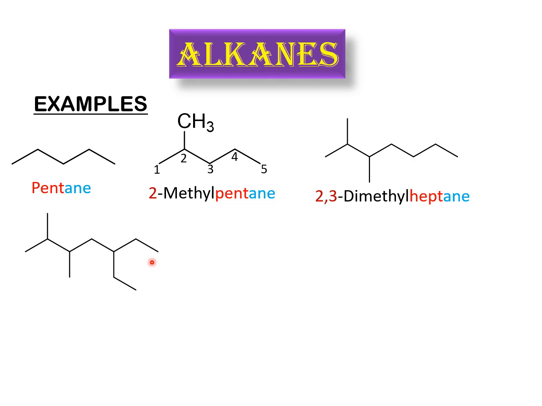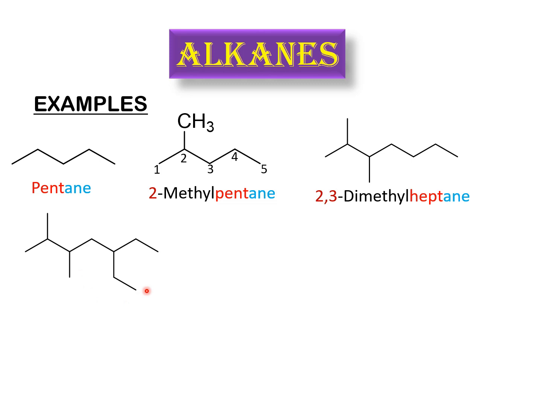Now the problem is from where to start the numbering. From here, the substituents are at 2, 3 and 5. So 2 plus 3 plus 5 is equal to 10. From here, they are at 3, 5 and 6. 3 plus 5 plus 6 is equal to 14. So we start from here where the sum is 10. So we have 2 methyl substituents and an ethyl substituent.